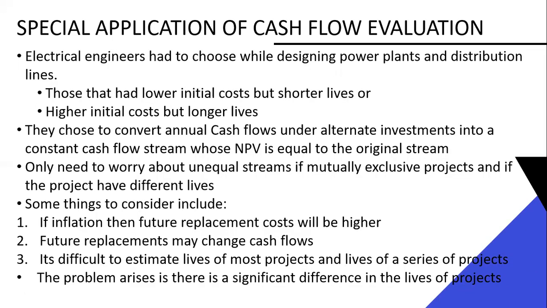Another thing that a lot of these engineers realized that they could do is to convert the annual cash flows under alternate investments into a constant cash flow stream, where the NPV is equal to the original stream.